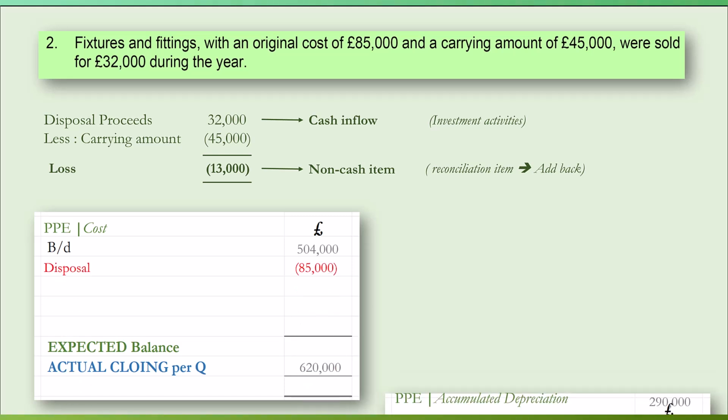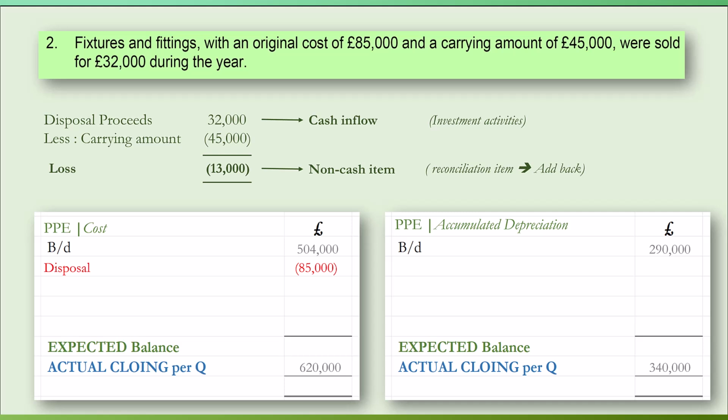And I'll show you. So disposal, the cost of disposal is £85,000. I'm removing that from the opening balance, and the accumulated depreciation on the disposed of asset is 85,000 minus 45,000, which is giving me 40,000. £40,000 is representing the accumulated depreciation on disposed of asset.